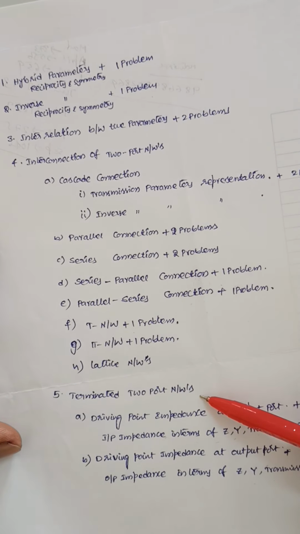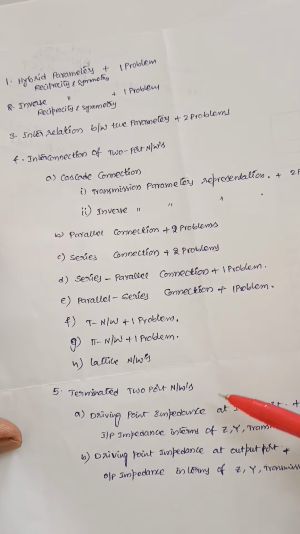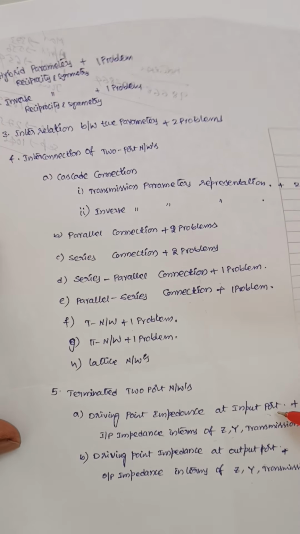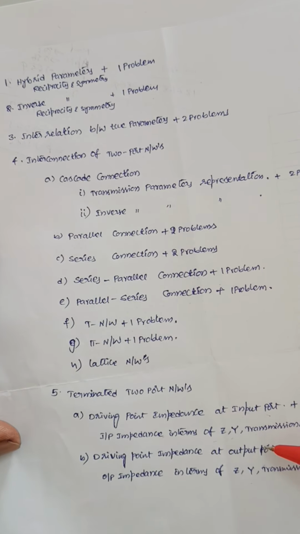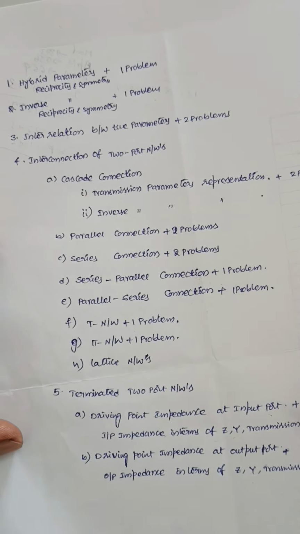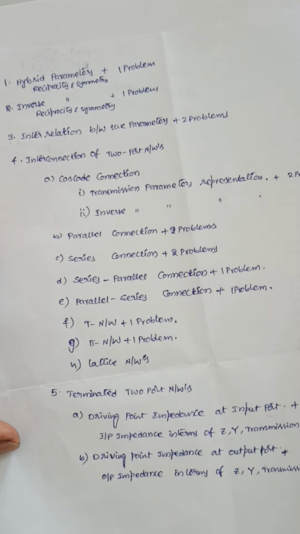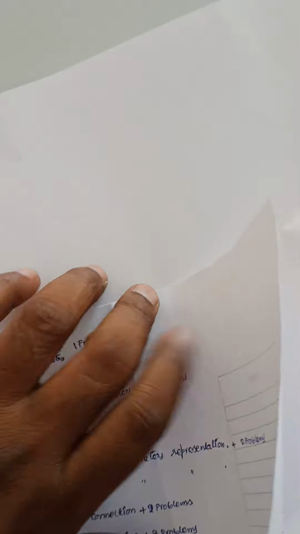terminated two-port networks. So in the terminated two-port networks, these two are the concepts: finding the input driving point impedance at input port, similarly driving point impedance at output port in different terms of Z, Y, transmission and H parameters. So these are the concepts that I am going to cover in this class. So first let me explain about the hybrid parameters.